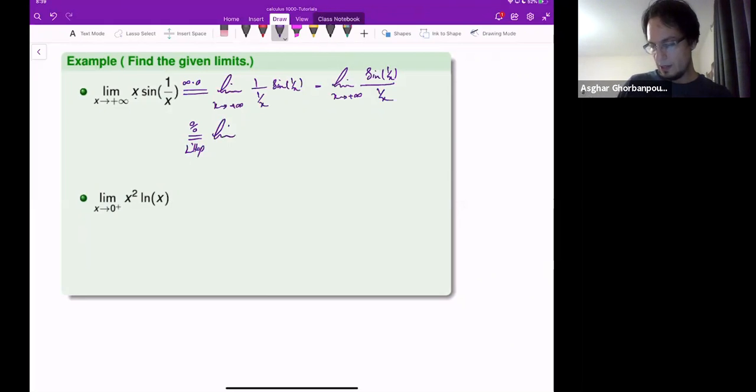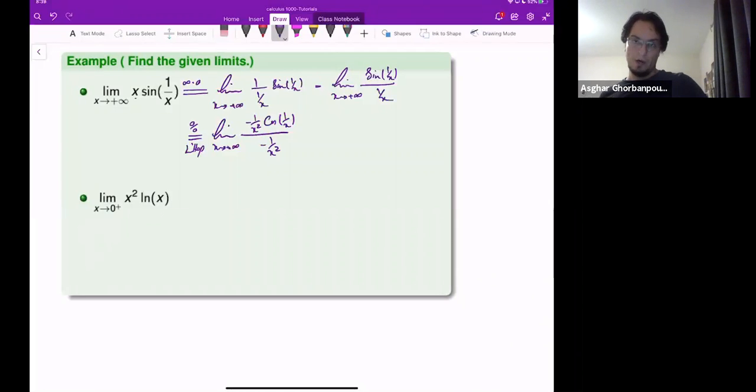This is the limit as x goes to plus infinity. The derivative of sine of u is u prime times cosine u, so the derivative of 1 over x, which is negative 1 over x squared, cosine u. The derivative of 1 over x is negative 1 over x squared. You can go ahead and try to find the limit of the denominator; it will be 0 over 0, and you can go ahead and do L'Hopital's rule.